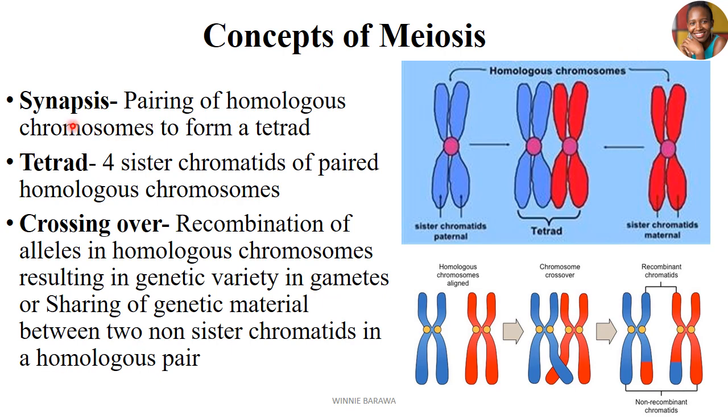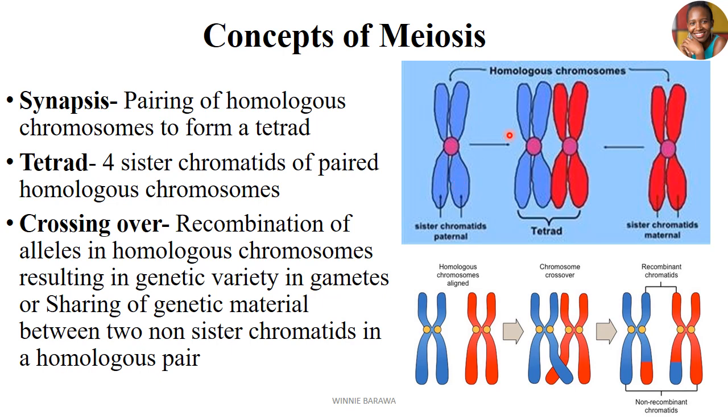The other concept is synapsis. In synapsis, there's pairing of the homologous chromosomes to form a tetrad. We said when the homologous chromosomes replicate, they give us sister chromatids. But in a normal person, sister chromatids are partly from the father and partly from the mother, 50-50. So you have maternal sister chromatids and you have paternal sister chromatids.